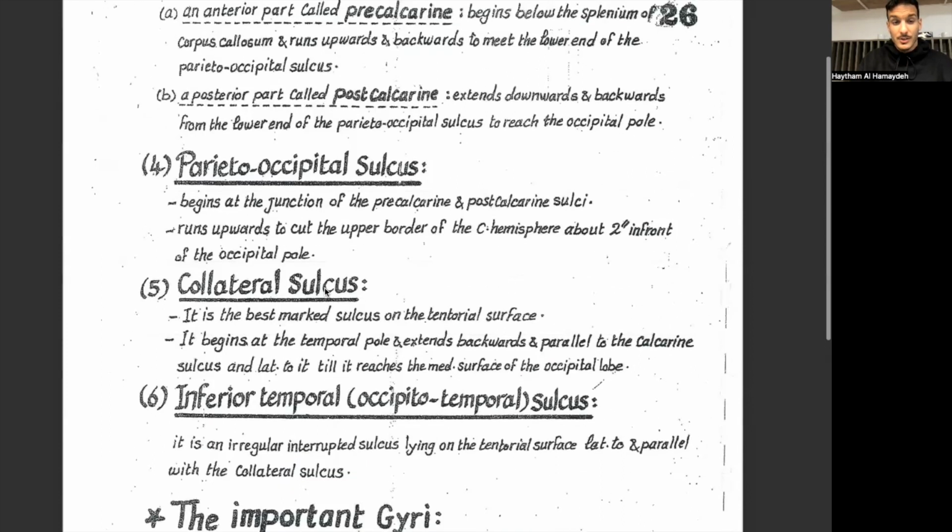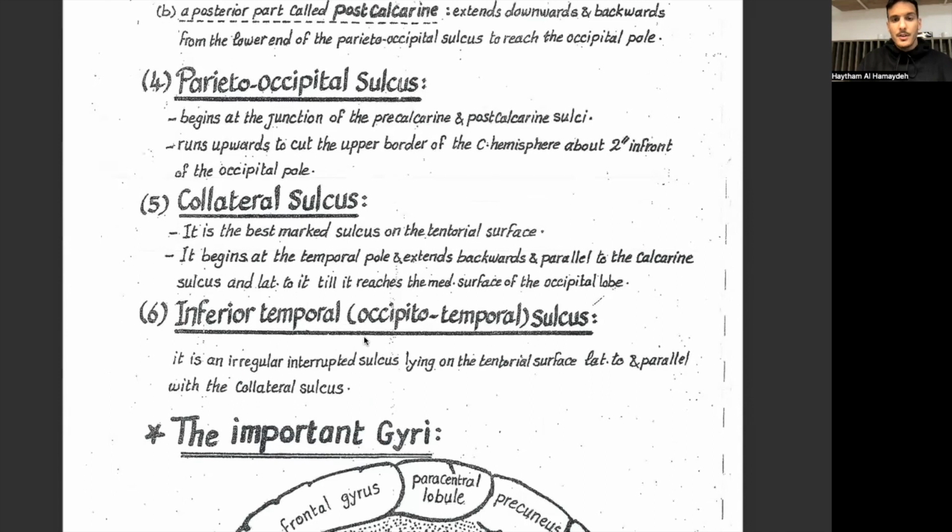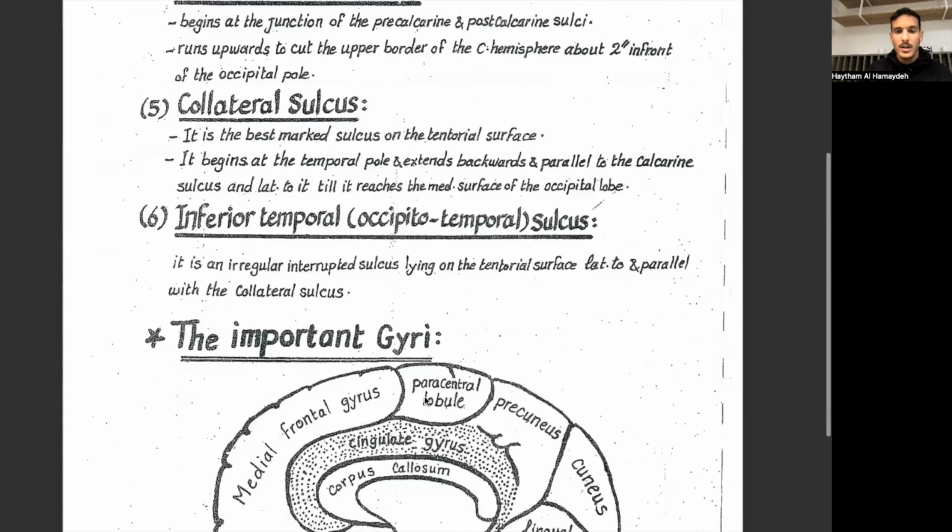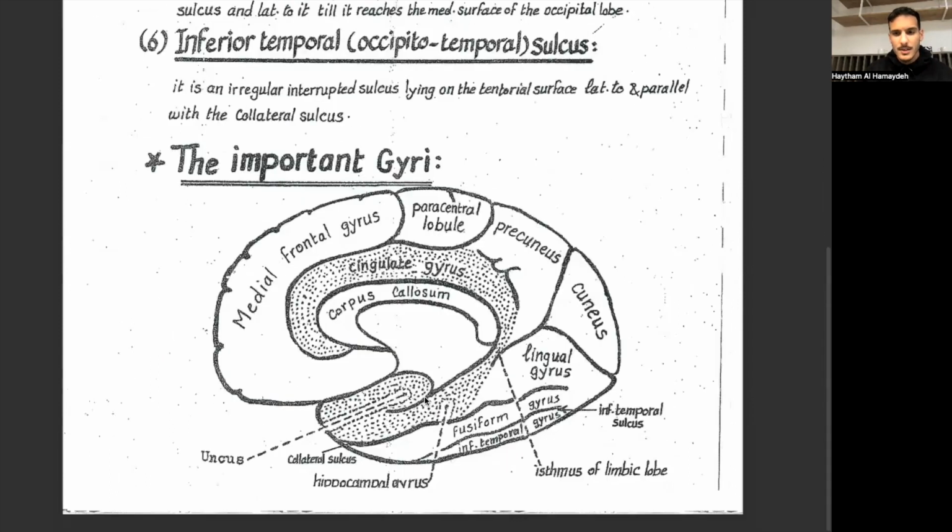Collateral sulcus. Sorry, inferior temporal sulcus. It is an irregular interrupted sulcus lying on the tentorial surface, lateral to and parallel with the collateral sulcus. That's a lot of sulci actually, but all of them are important, and these are the main gyri that we're going to be diving into right now.